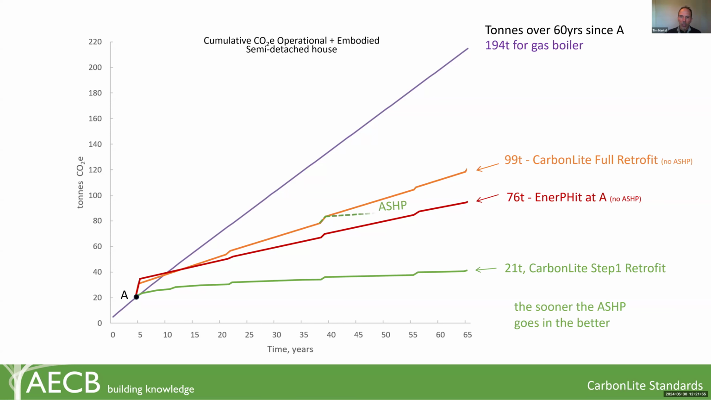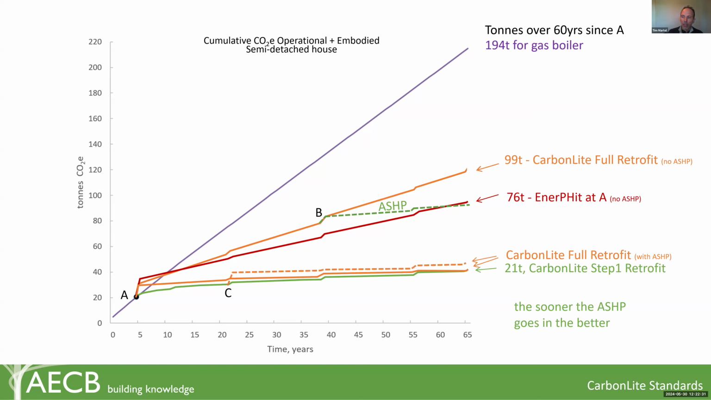Really, you could install the air source heat pump here if you were doing a full retrofit and you decided at B that you wanted to install it. That still has quite a good effect. That's a benefit installing it there. Even better would be to install the air source heat pump at the beginning, say at A. You could do the whole thing if you can afford to do it. The whole thing together, the air source heat pump and the full retrofit. That's the CarbonLite full retrofit. This orange line I've just shown is with an air source heat pump.